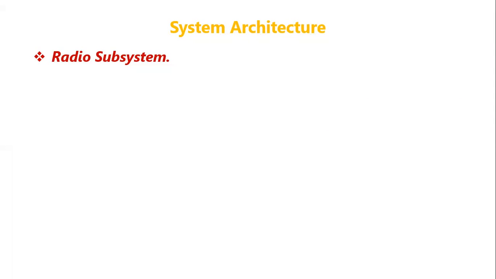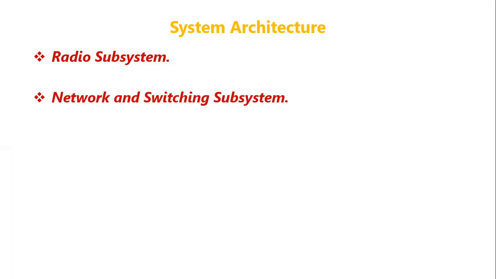Welcome. So in this lecture, we'll be discussing the system architecture of GSM. Basically, we'll be discussing the system architecture of GSM under three main headings. These are radio subsystem, network and switching subsystem, and operation subsystem. So we'll be discussing this topic under these headings.